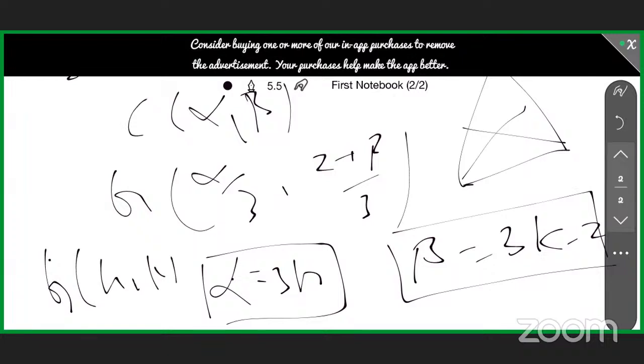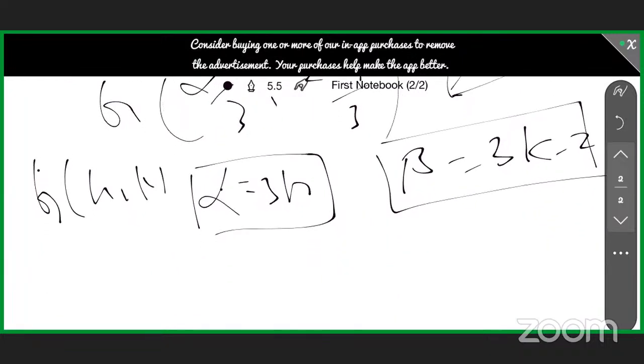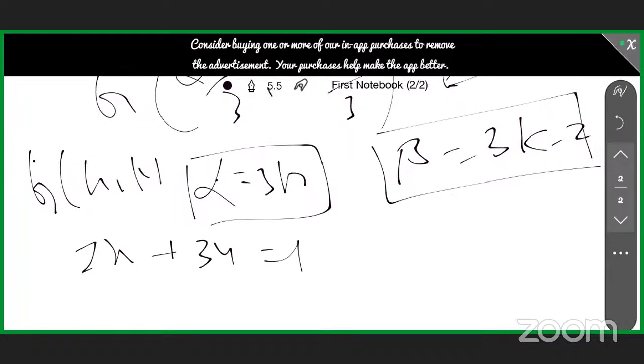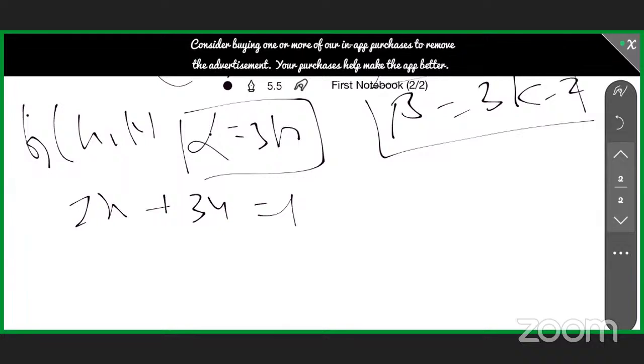Now what they have told is my line is moving through the centroid. My line is moving through the centroid. Therefore, the equation becomes the centroid equation. What is the centroid equation? The equation they have given is 2x + 3y = 1. So what I am saying is, (h, k) is my centroid.